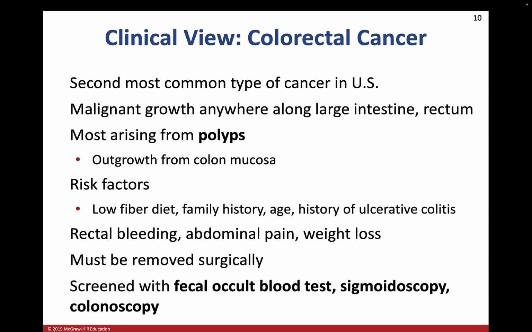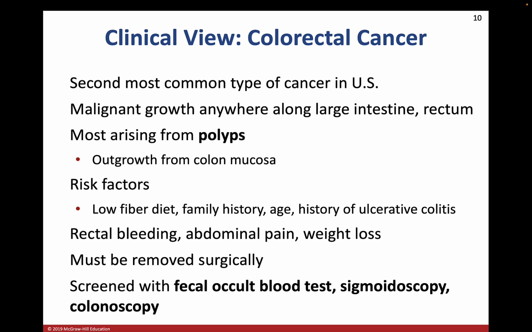Now, when we look at risk factors, we're going to be seeing a pretty significant trend that a low-fiber diet plays a major role in most of the clinical situations involving the large intestine. So, family history, age, history of ulcerative colitis. The symptoms tend to be rectal bleeding, abdominal pain, and weight loss. Generally, these malignancies must be removed surgically, and there is screening via sigmoidoscopy, colonoscopy, and also a fecal occult blood test. So all of those are screens for colorectal cancer.